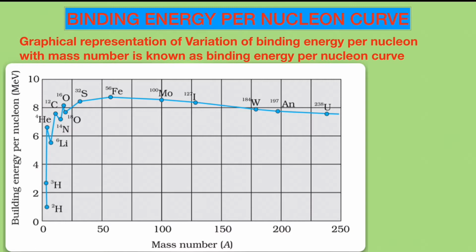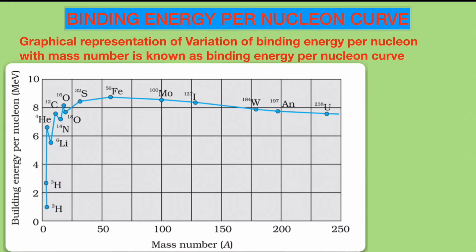On the x-axis we have taken mass number and on the y-axis we have taken binding energy per nucleon. You can see the unit of binding energy per nucleon is mega electron volt, so whatever values we have on the y-axis are in mega electron volt. Since mass number is just a number, no unit is required. You can see the scale we have taken: 50, then 100. So we have taken intervals of 50 on the x-axis for mass number and intervals of 2 mega electron volt on the y-axis for binding energy per nucleon.